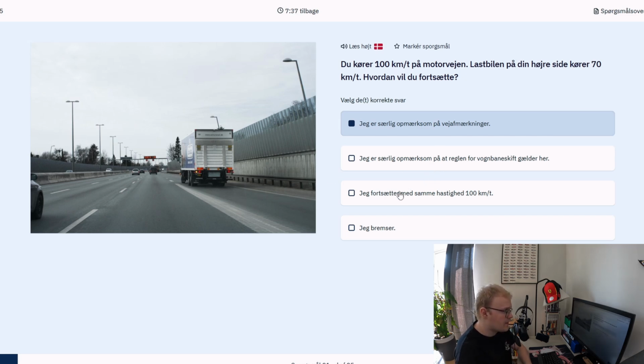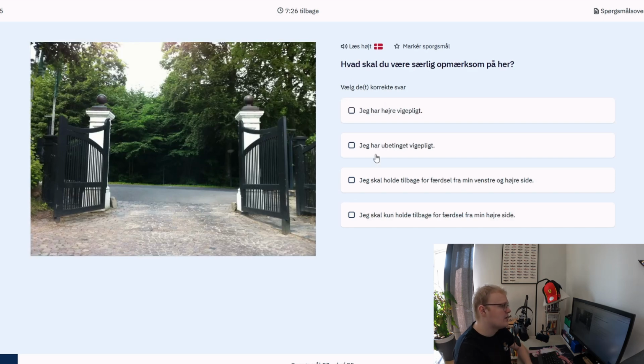So no. I continue with 100 kilometers an hour. I don't do that because I'll crash. So I will brake. Because there's a car here, I can't go out in that lane. I'll have to hit the truck. It's not that safe, but that's what I have to do.